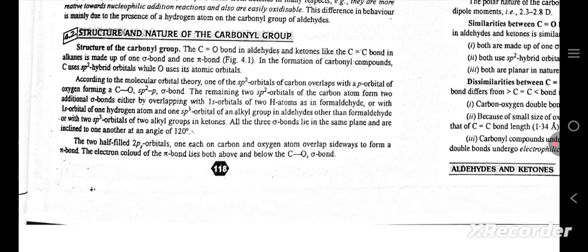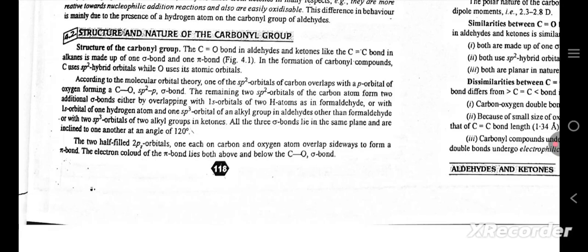The remaining two sp2 orbitals of the carbon atom form two additional sigma bonds, either by overlapping with 1s orbitals of two H atoms as in formaldehyde, or with the 1s orbital of one hydrogen atom and one sp3 orbital of an alkyl group in aldehydes other than formaldehyde, or with two sp3 orbitals of two alkyl groups in ketones.